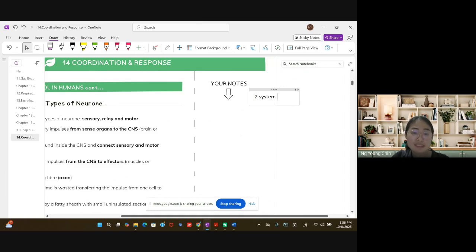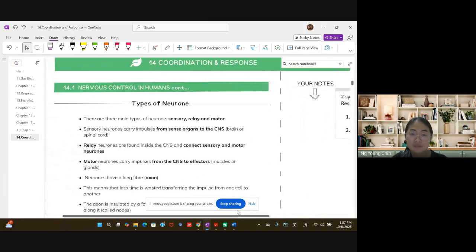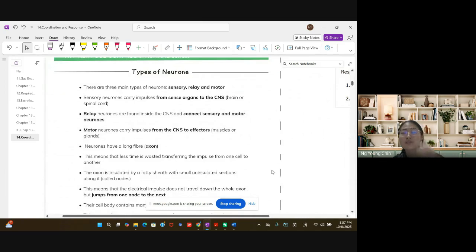Two systems will be discussed in coordination and response. First, it will be the nervous system. Secondly, it will be the endocrine system. Then first, we talk about the nervous system first.